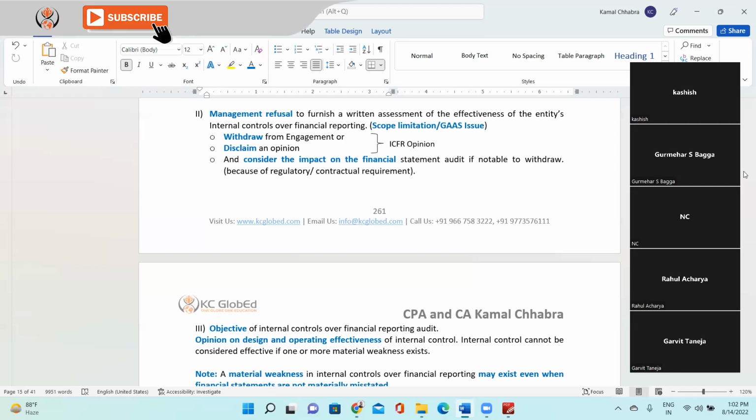Next is, consider the impact on the financial statement audit as well. If they have not done any internal control assessment, any internal audit, then when you are performing the financial statement audit, at that point of time you are not putting reliance on a control strategy, right? When you are not putting reliance on control strategy, that means you will be testing more substantively, right? So the third point says, consider the impact on the financial statement audit if not able to withdraw because of regulatory or contractual requirement. Two things: one, it will increase your audit burden. Second, if you are planning to withdraw from this engagement, then probably you need to assess the severity of the impact on the financial statement audit as well, right?